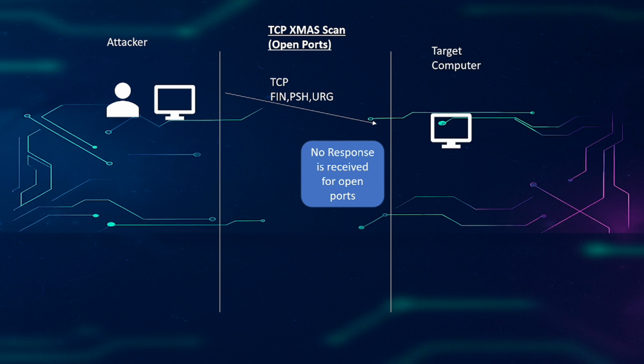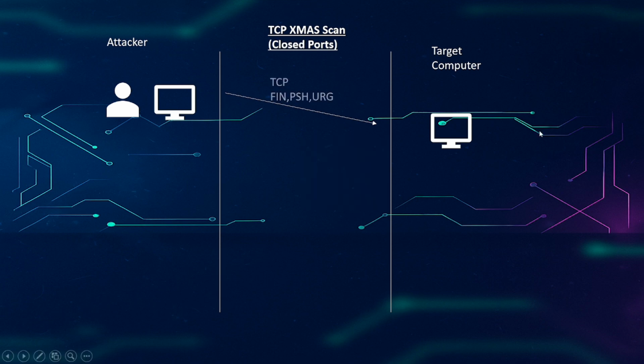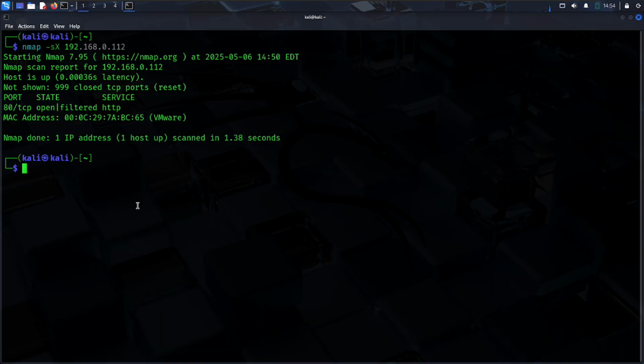But what if it encounters ports that are closed? There's not much difference there as well. As you can see, the TCP flags go to the target computer, and then the target computer responds back with a reset and an acknowledgement flag saying, hey, I received your packets, but I'm sorry, the ports are closed today, and thank you for the packets. So this is how closed ports react to a TCP Xmas scan. Moving on, let's discover another scan. Okay, so that was the Xmas scan.